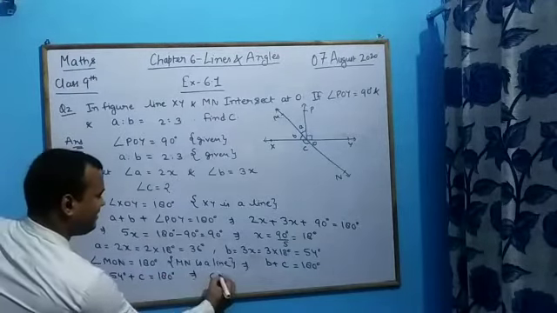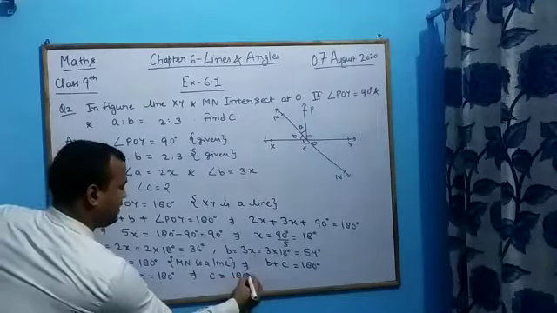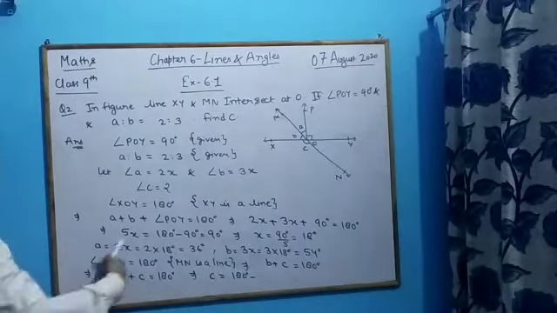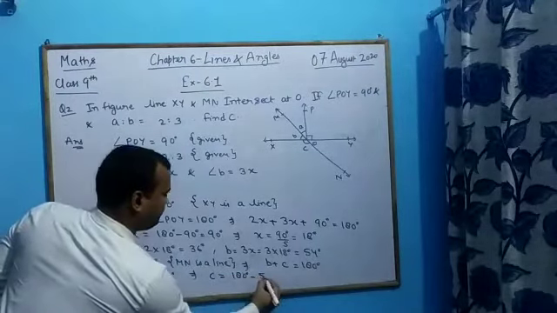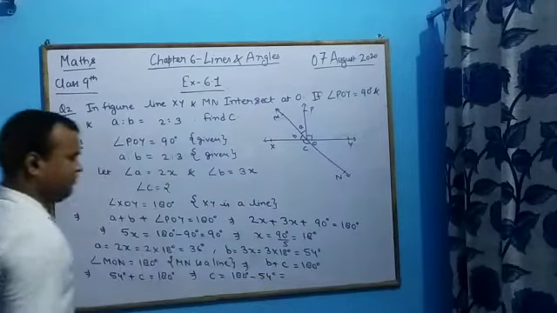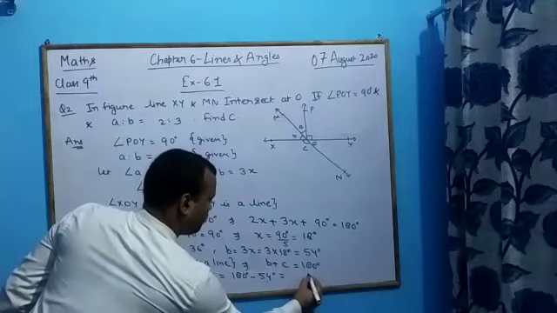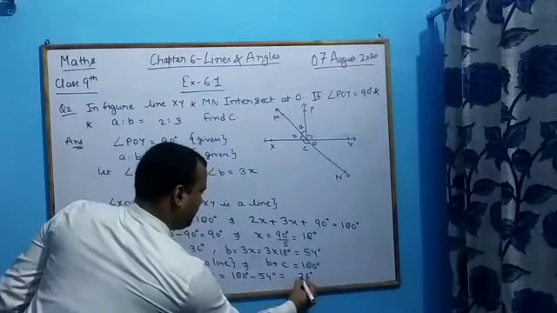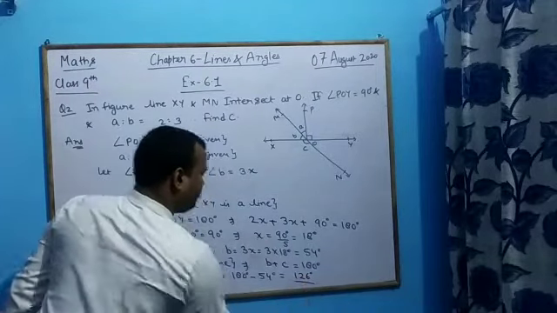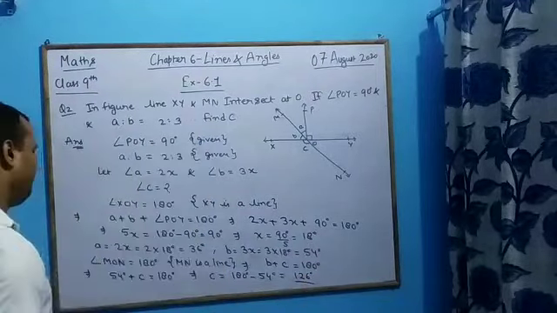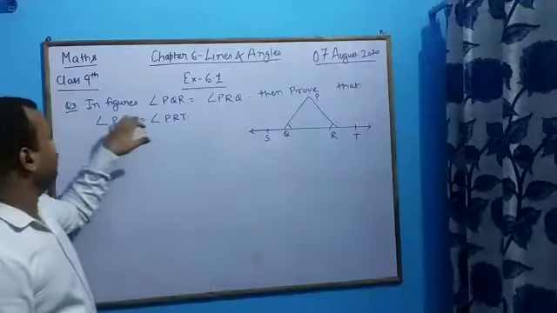What will be angle C? Angle C will be 180, and 54 will be shifted to the other side, that is 180 minus 54. What is it? It is 126. So angle C is 126. Let us see question number 3.